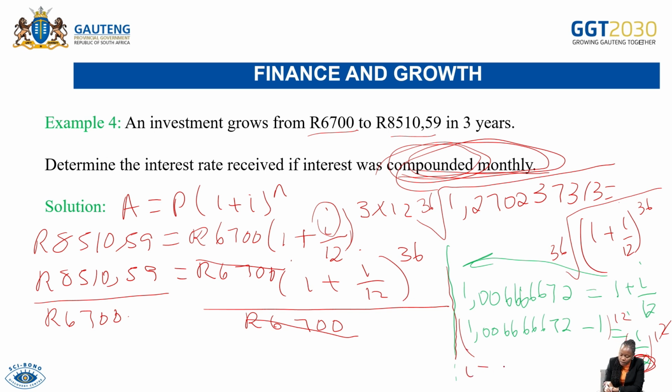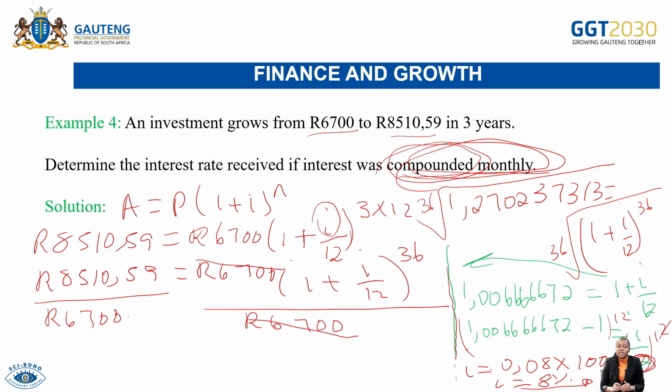My I will be 0.08. Don't forget your answer needs to be in percentage. So it means you still need to multiply that I by 100 so that your I could be 8%. Okay, so my answer was 8%.